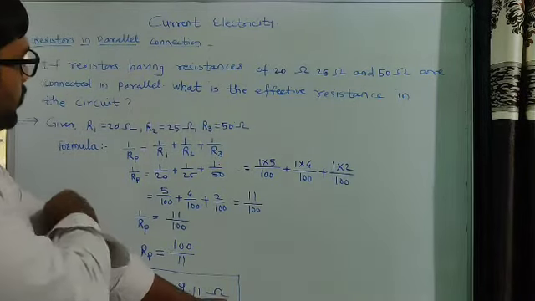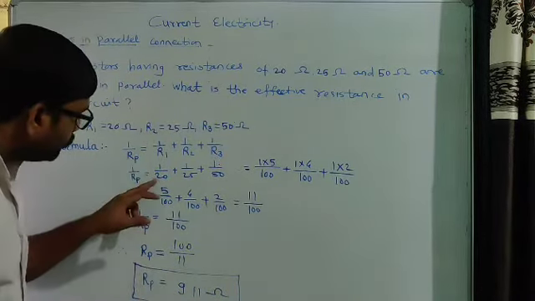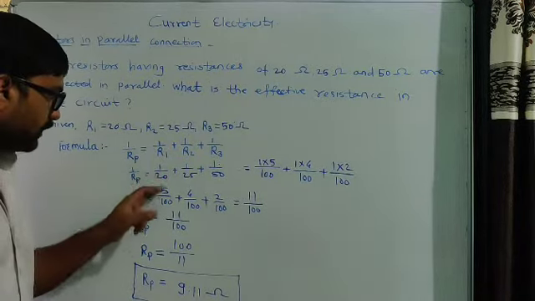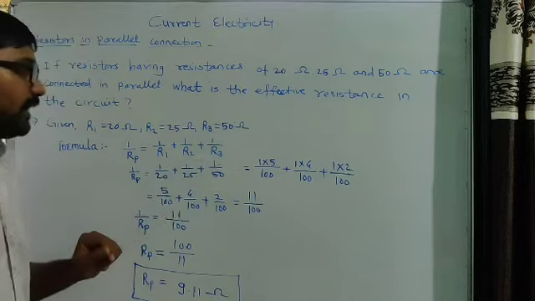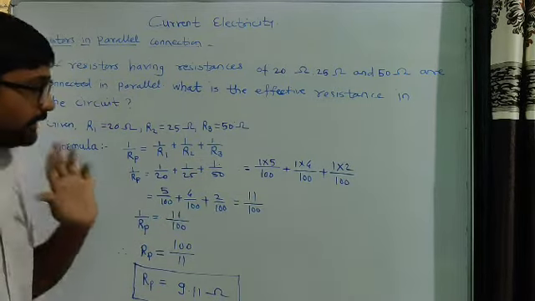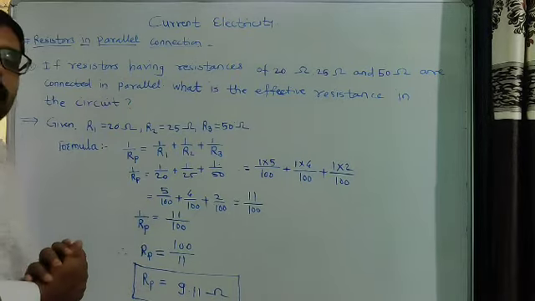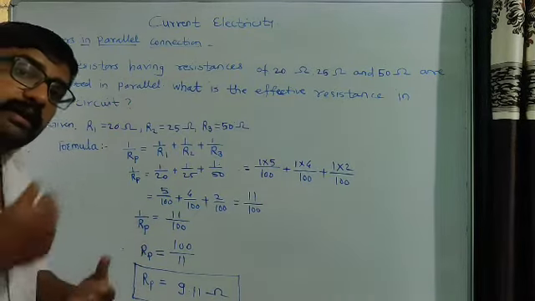Okay, so now we have to put all the values of R1, R2 and R3 in the given formula. So 1 by 20 plus 1 by 25 plus 1 by 50. Now look at here: 20, 25 and 50. This is not a common denominator, so we have to make it common.